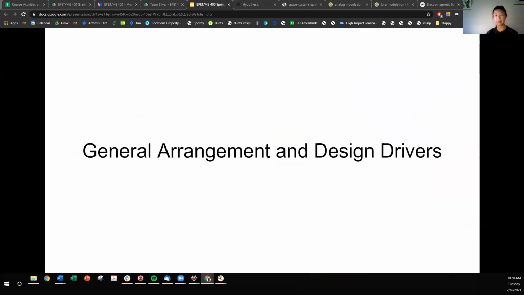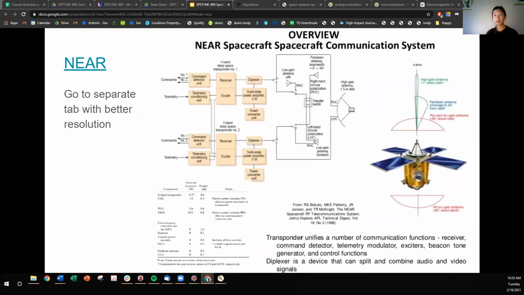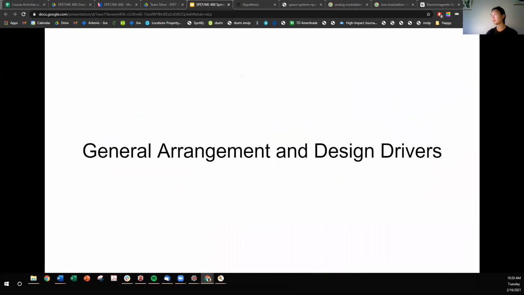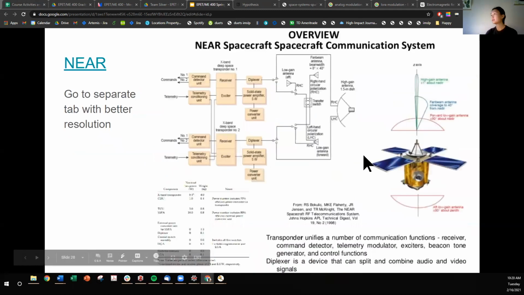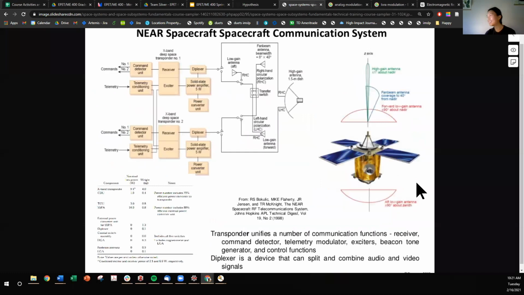So with the last 10 minutes, I'll just talk about general arrangements and design drivers. This slide is a little low resolution, so let's look at this higher. It's not that much higher, but here is a system diagram of the NEAR spacecraft communication system. NEAR is one of NASA's first discovery missions, the first mission ever to go to an orbit around an asteroid. So let's take a tour of the NEAR spacecraft's communication system.